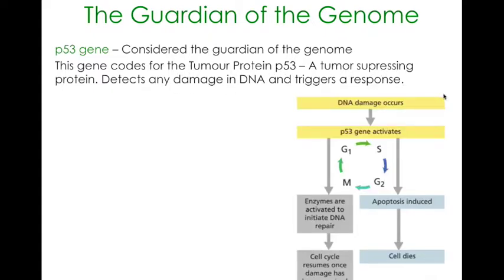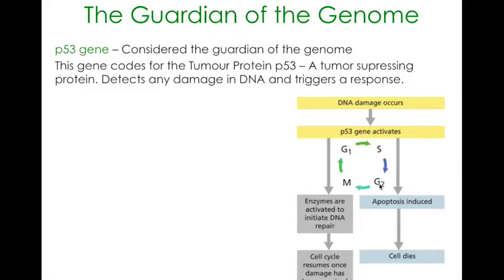So normally, if your cell is doing really well, it's replicating, the DNA process is perfect, then at those checkpoints, this p53 protein isn't activated, and so it progresses through your cycle, and your cell will go through mitosis, it will divide, and it will form your daughter cells as per normal.